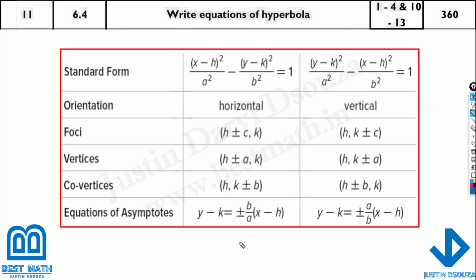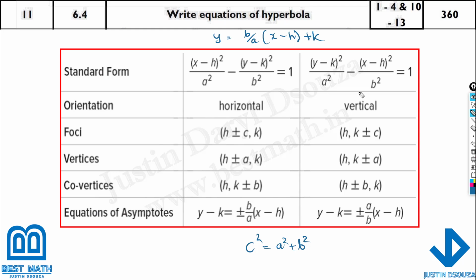There's one more formula which you must remember: c squared equals a squared plus b squared. Another thing, instead of remembering the entire equation, this is the equation for the asymptotes. There's another way to write it. Y equals, for horizontal, along the x-axis, b by a, then you have to write x minus h, that is the x value of the center, plus k. This is the way we write it.